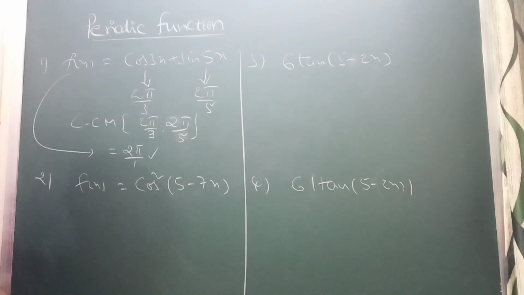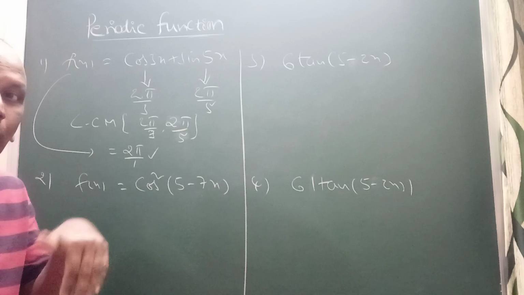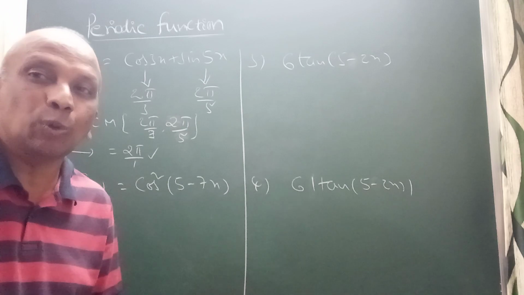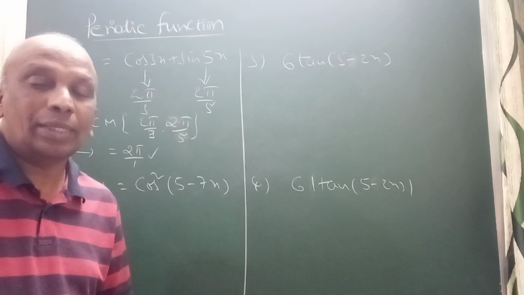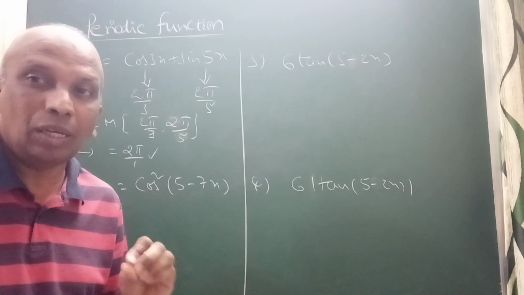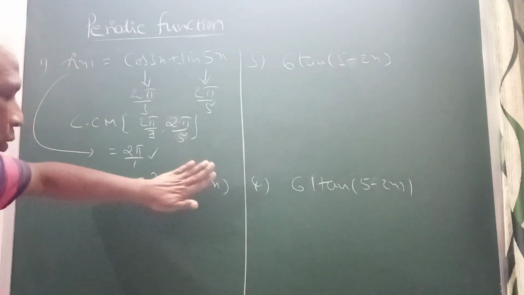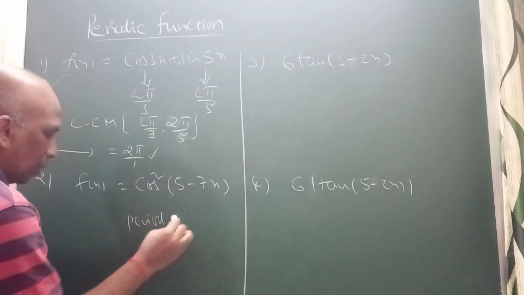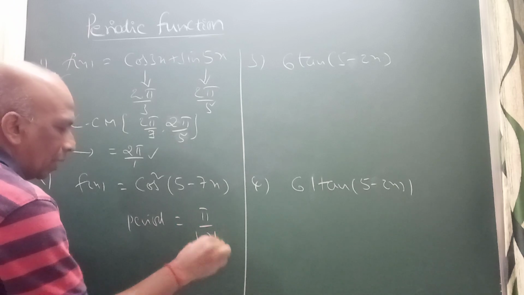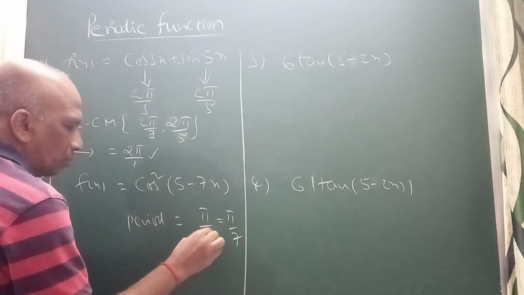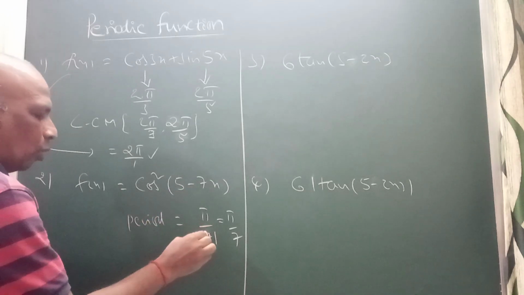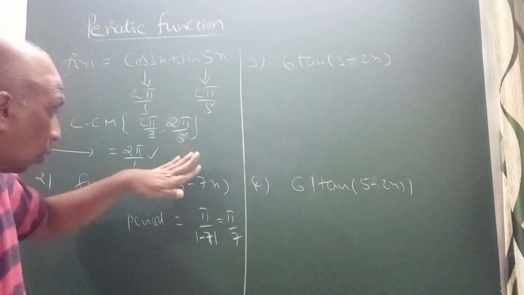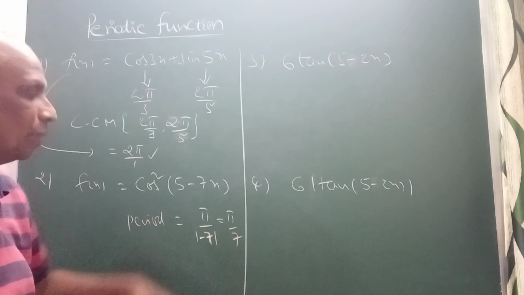Coming to this one, when the power is even, as I discussed just before, for sine power nx, cos power nx, cosecant power nx, secant power nx, when the power n is even, the period is pi. If it is cos square x, the period is pi. So for cos square of 5 minus 7x, the period will be pi by mod minus 7, which is pi by 7.